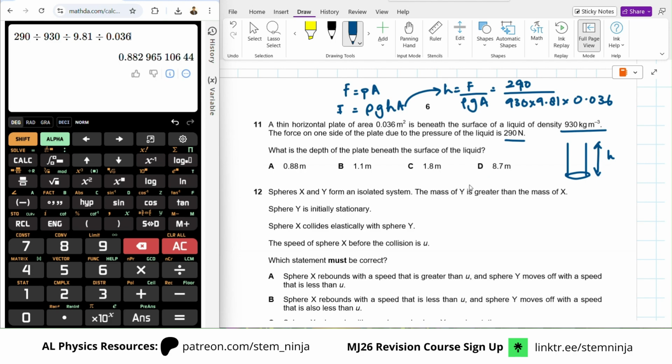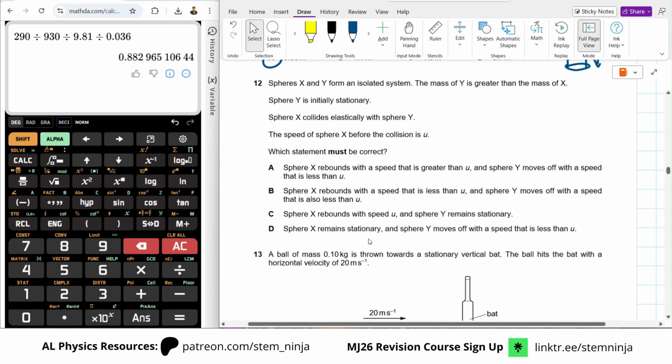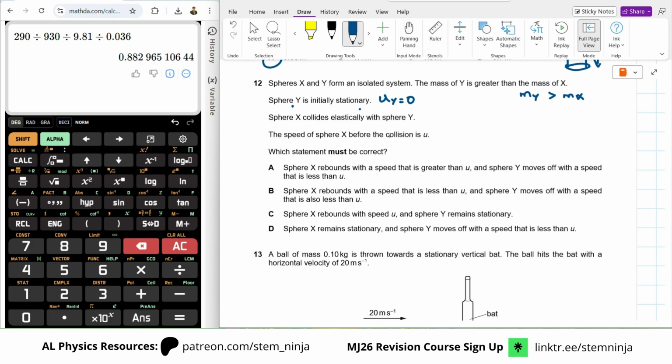So 0.882, so this would be A. Spheres X and Y form an isolated system. Mass of Y is greater than the mass of X. So first let's write this way. Sphere Y is initially stationary, so Uy is equal to 0.